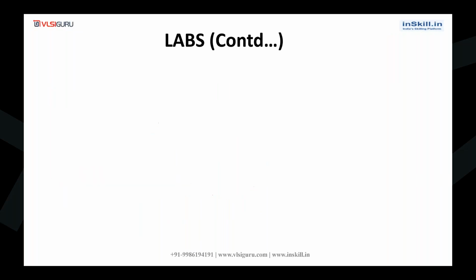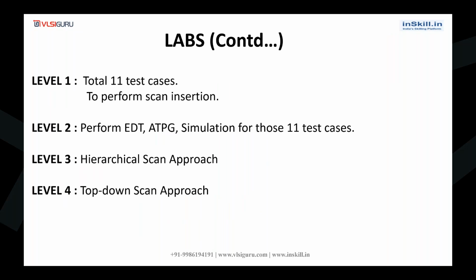And basically our labs are divided into 4 levels: level 1, level 2, level 3, level 4. Level 1 and level 2 projects are simple test cases. Complexity will be less, with a maximum of around 100 flops. These are simple test cases. Complexity will be less in level 1 and level 2 projects.